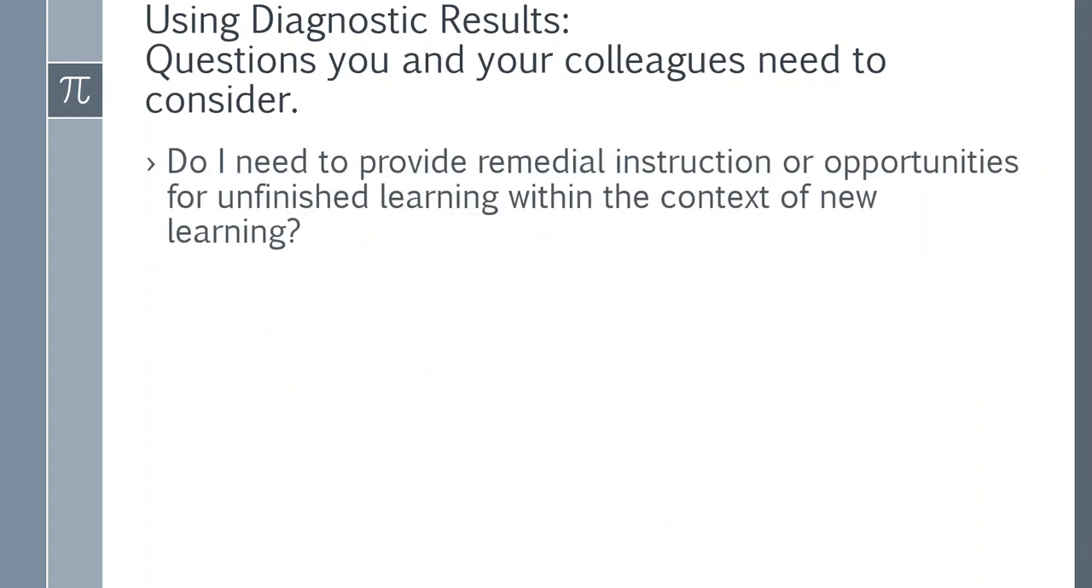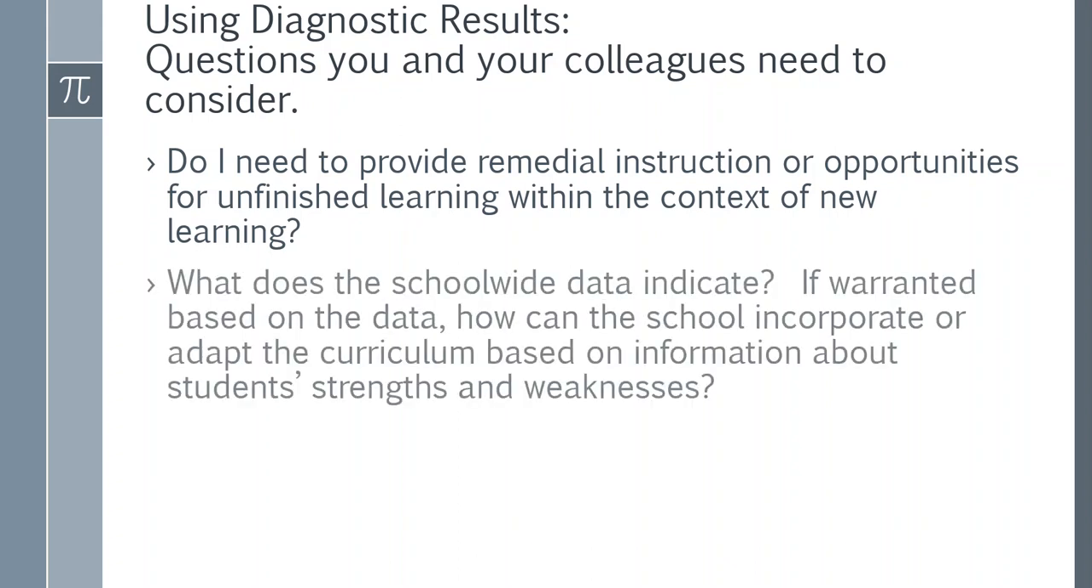Do I need to provide remedial instruction or opportunities for unfinished learning within the context of new learning? What does the school-wide data indicate? If warranted, based on the data, how can the school incorporate or adapt the curriculum based on information about students' strengths and weaknesses? So that's where that collaboration among other colleagues at your school, same grade level, different grade levels, comes in.